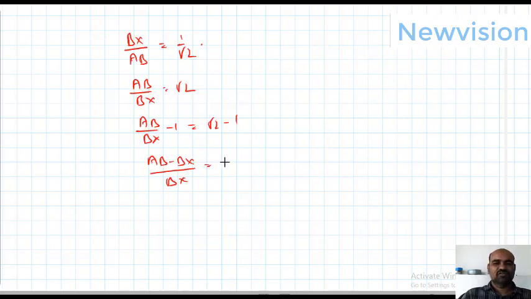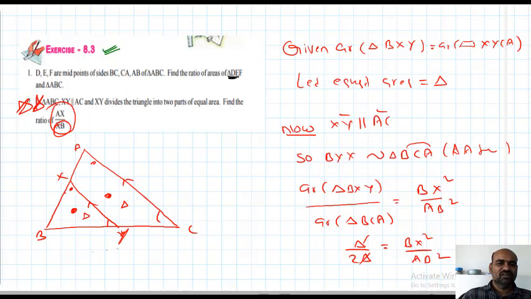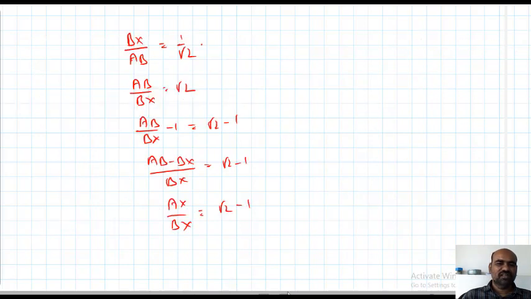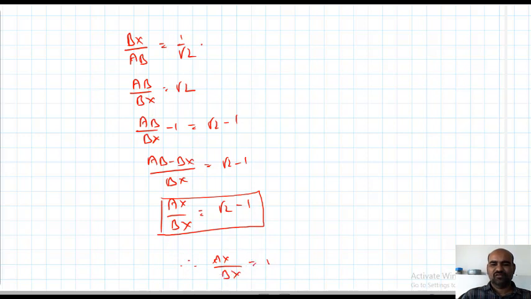So this is equal to root 2 minus 1. AB minus BX means AX. AX by BX equals root 2 minus 1. What do you want? AX by XB. Okay, you got the result. That is root 2 minus 1. Therefore, AX by BX equals root 2 minus 1 by 1. This is the answer of the problem.